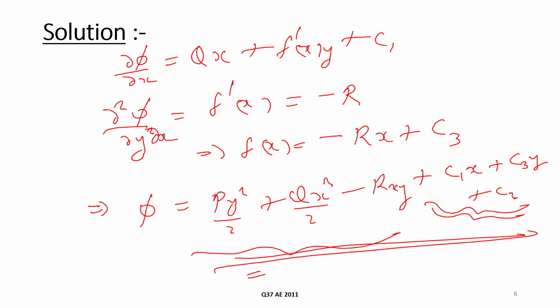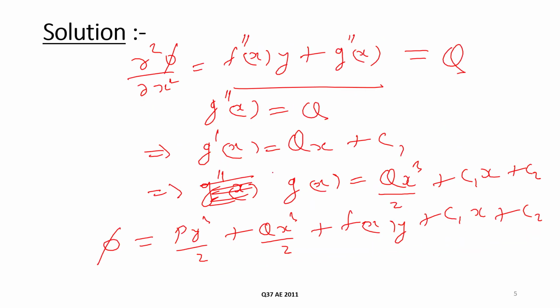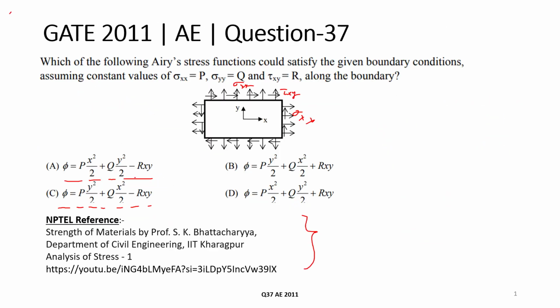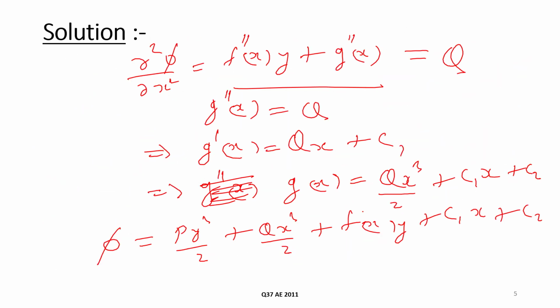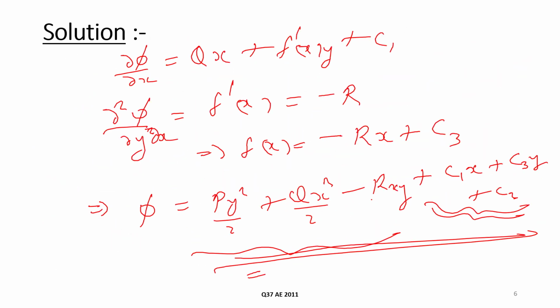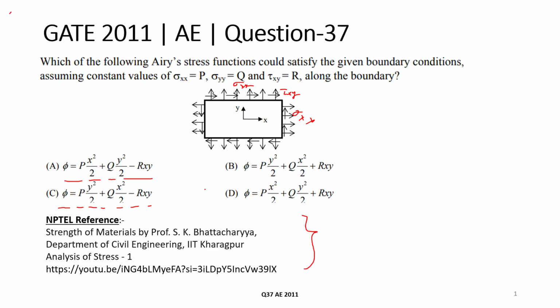So we have to check which of the options contains all these three terms. So it is py²/2 plus qx²/2 minus rxy. So only option C contains these three terms. So C is the solution. Thank you.